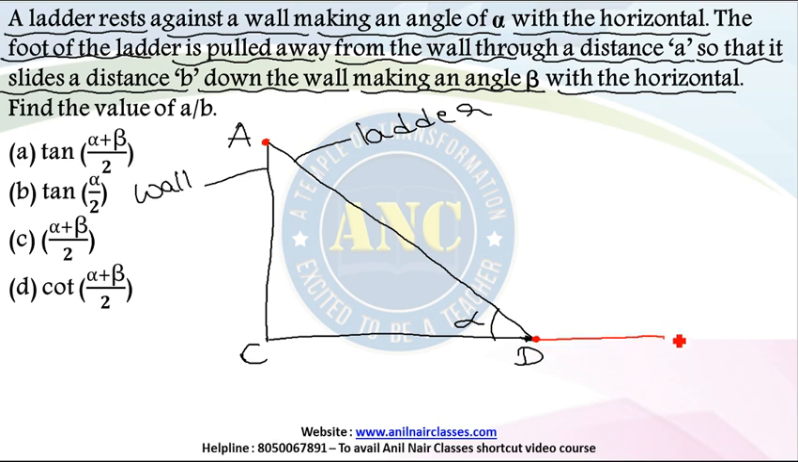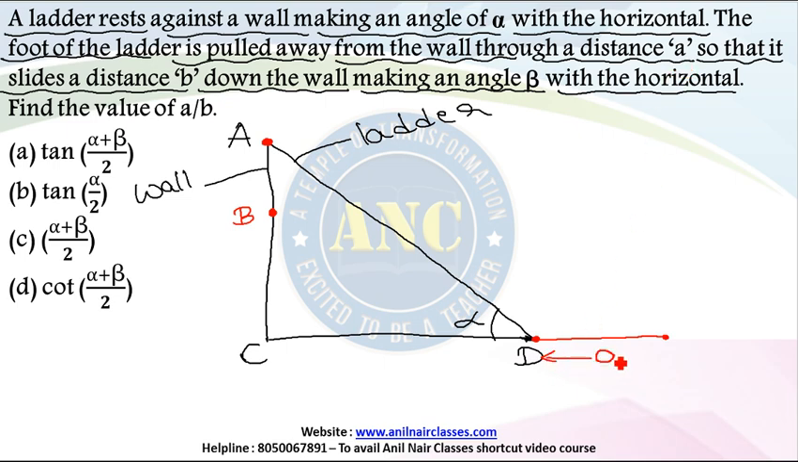If I drag it like this, the ladder will still not be at point A itself. The top of the ladder will still not be at point A. The top of the ladder also will slip. Let me call this top of the ladder now as B. And they have told something. The ladder is pulled away from the wall through a distance small a.